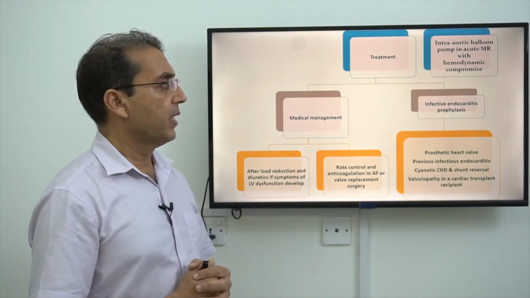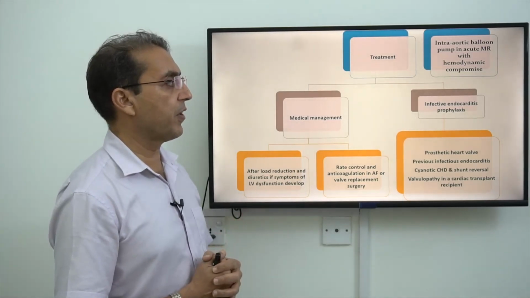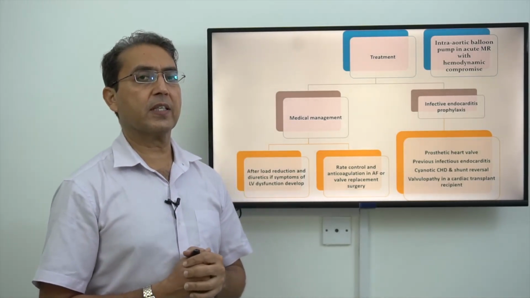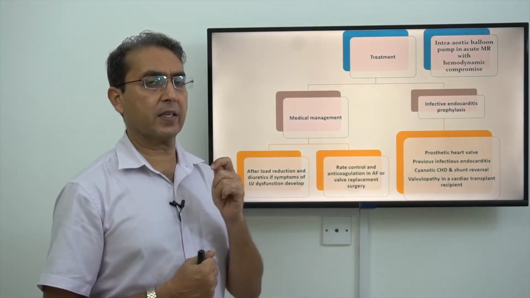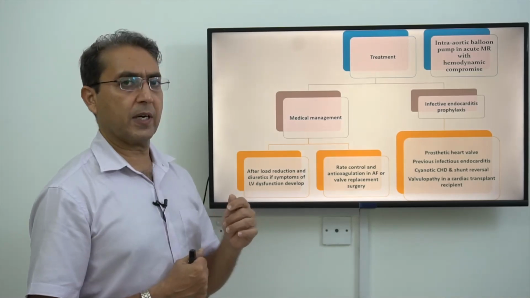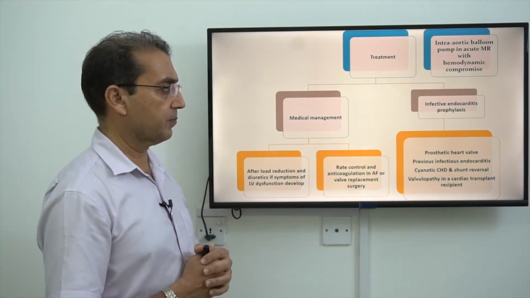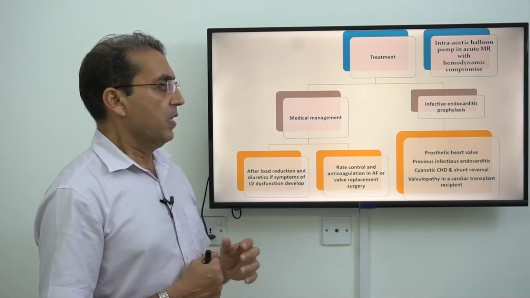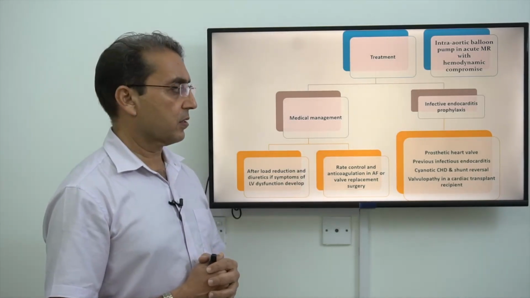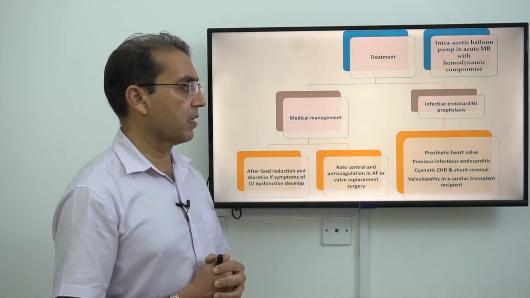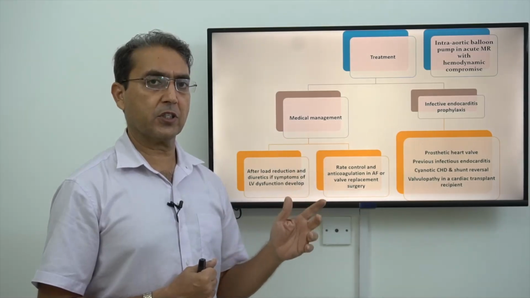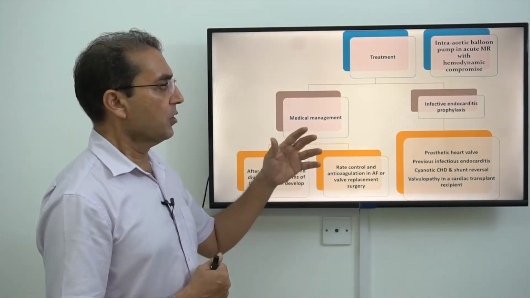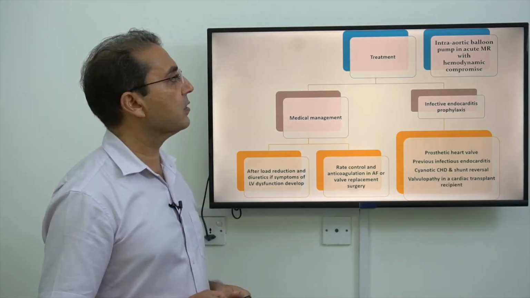Then patients who develop mitral regurgitation should be given infective endocarditis prophylaxis if they are undergoing a procedure in which there is a possibility of bacteremia, for example, dental extractions or endoscopic examination of the urinary tract or the GI tract. So we go for prophylaxis in patients who've got a prosthetic heart valve, previous episodes of infective endocarditis, patients who've got cyanotic congenital heart disease or shunt reversal, for example, Eisenmenger syndrome, and valvulopathy in a patient who had a cardiac transplant. So in these patients, we go for endocarditis prophylaxis.